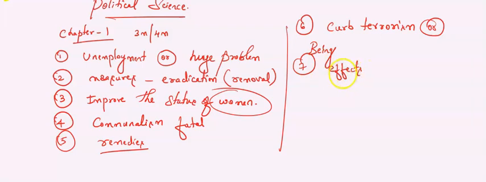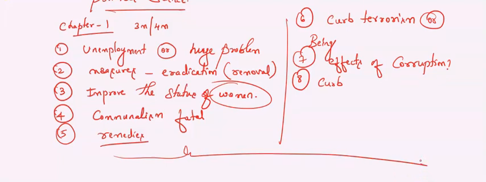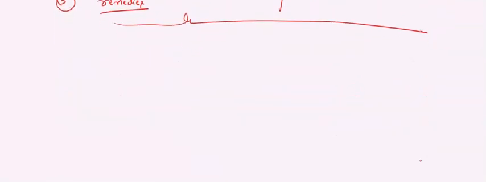What are the effects of corruption? Next question. What are the measures taken to curb the problem of corruption. Hence, this is the end of this chapter. So, we have given all the important areas which you want to concentrate for this year board exam.